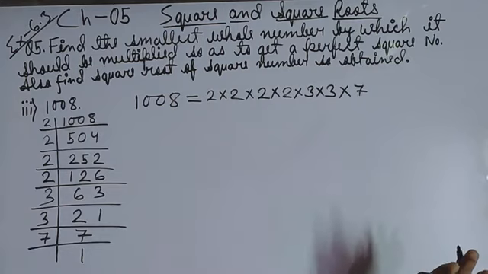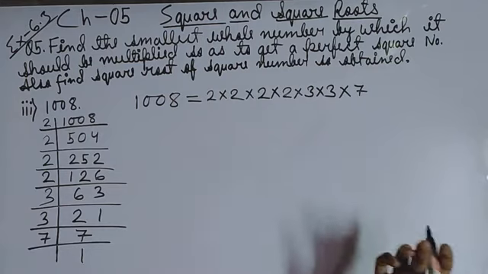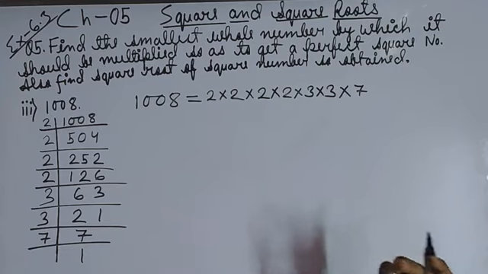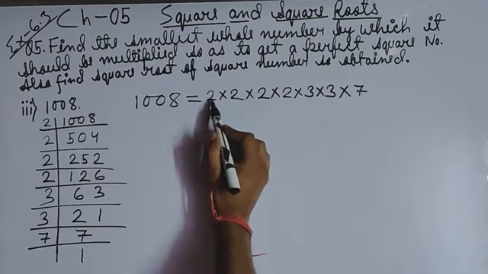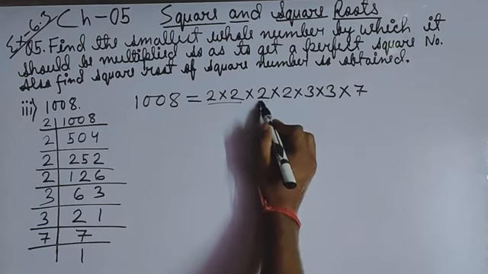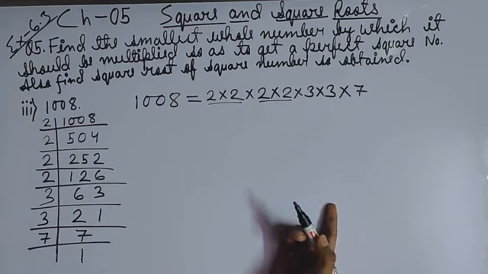For finding out the square root, what do we do? We take the pairing. We form the pairs. Pairs have to be made of the same numbers. Since 2 is coming 2 times, one pair is of 2. Again 2 is coming 2 times, so again one pair of 2 is there.